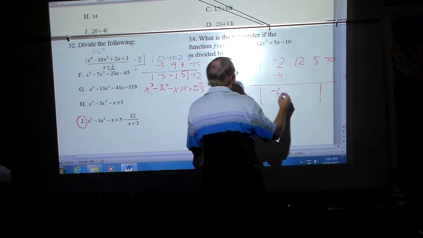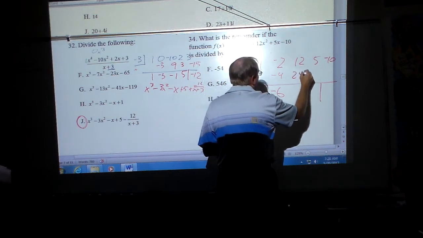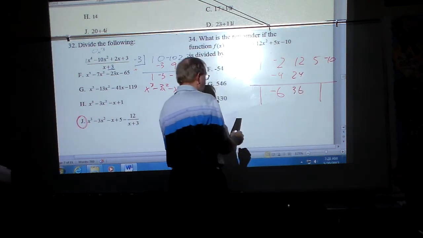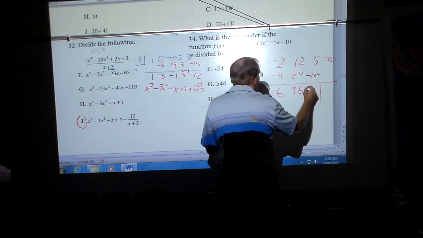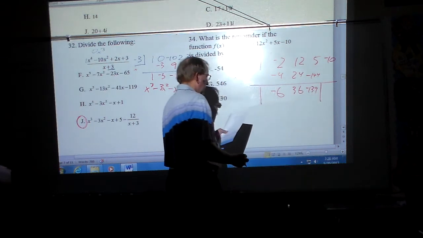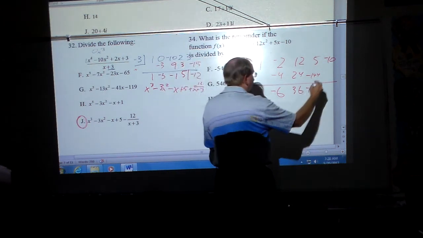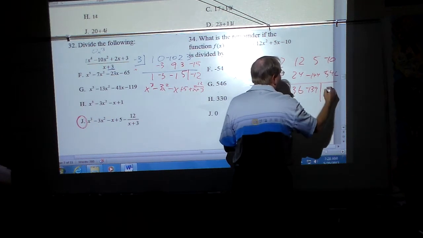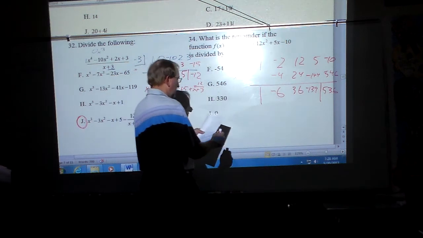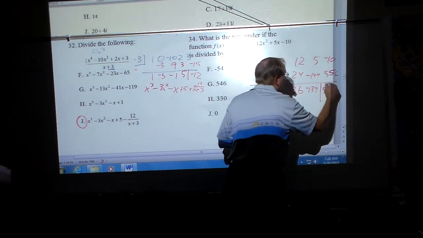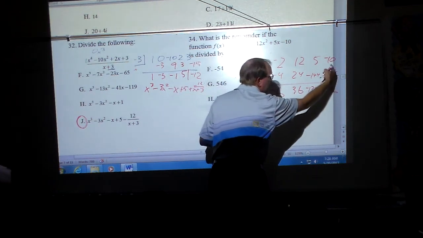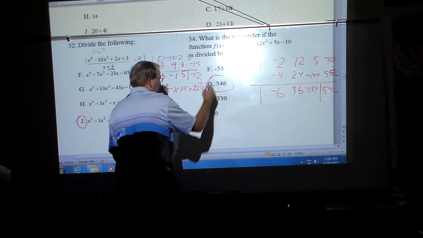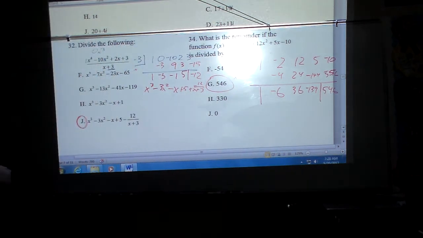Negative 4 times negative 6 will be 24, which will add and make this 36. And negative 4 times 36 will be negative 144, which added makes negative 139. And negative 4 times negative 139 will be 556, which added to negative 10 makes 546. Got my numbers looked at, I looked at my paper wrong. The answer is letter G on that particular one.